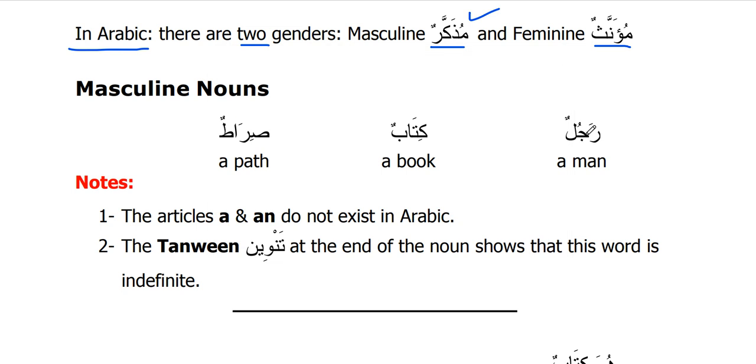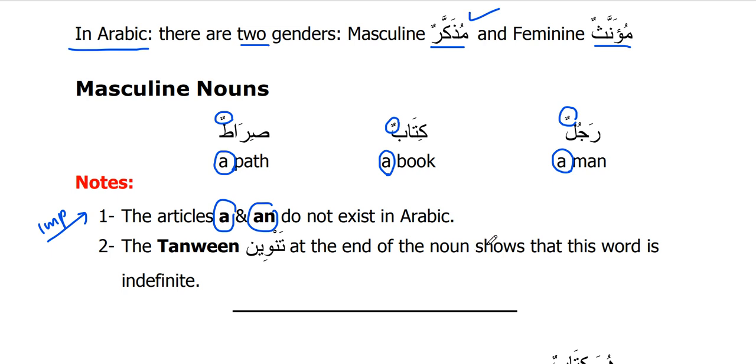So the main nouns here, as you can see, rajulun. The moment you see the tanween, know that it is indefinite. That's why it is translated as a man. Rajul means a man. Kitabun, there is a tanween dhamma, so a book. And sirat, there is a tanween dhamma, that means a path. Sirat is path.